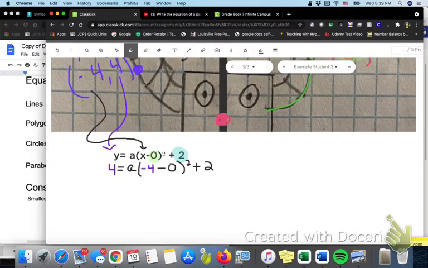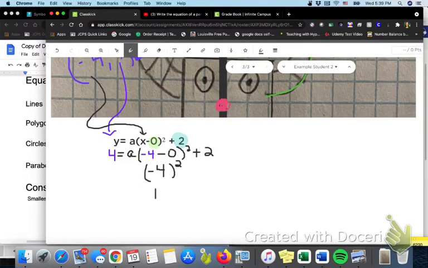So I'm going to do what's inside of the parentheses first because I can simplify that. So negative 4 minus 0 is negative 4. Then I need to apply that exponent on the outside next. Negative 4 times negative 4 is a positive 16. And I'm going to bring down everything else. So the a, because that's still sitting next to that, means a times 16, plus 2 is all equal to 4.